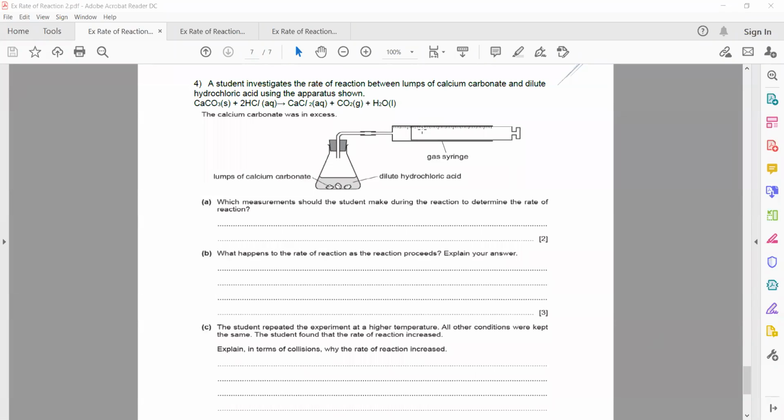A student investigates the rate of a reaction between lumps of calcium carbonate and hydrochloric acid. Which measurements should the student make during the reaction to determine the rate? So what should he measure? He should measure the volume of gas and the time interval. Because to measure the rate or the speed of a reaction, here we are measuring the volume of a gas. And the second thing is the time interval.